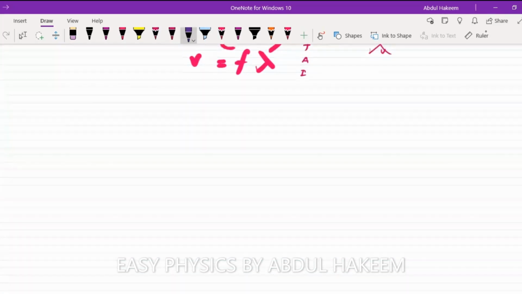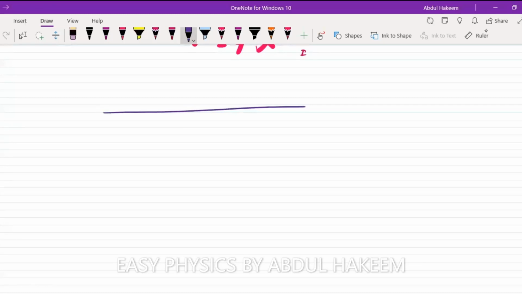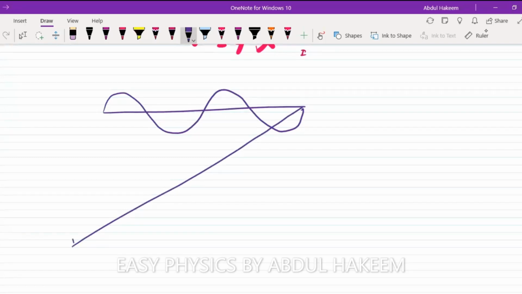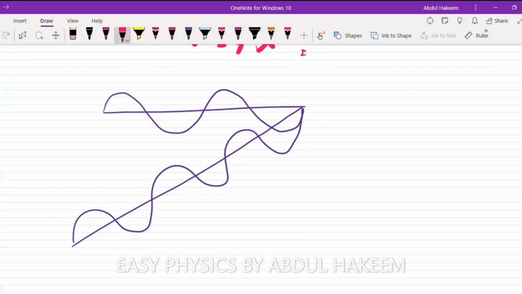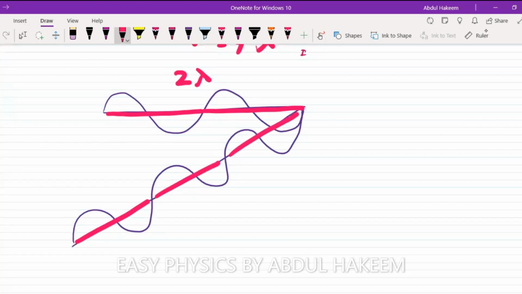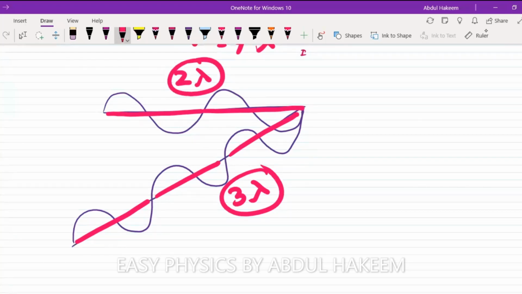For example, one wave is traveling in this direction and the other wave traveling in this direction, and both are meeting here. So look at this, 1 lambda distance, second lambda, so it has covered 2 lambda distance. 1, 2, 3. Now the difference between 3 lambda and 2 lambda is called the path difference.